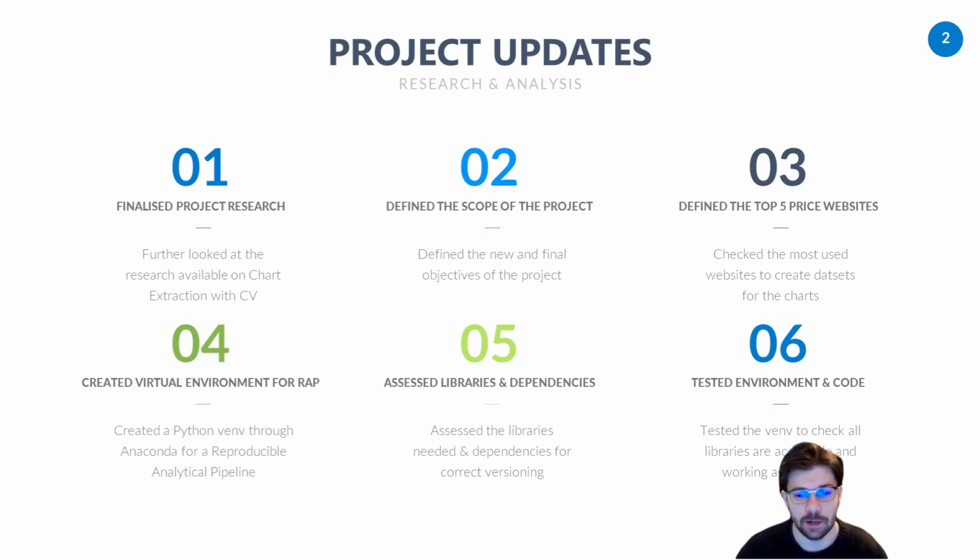As the third point, I have defined the top 5 price websites. So I checked the most used websites to create data sets for the charts. People that check these websites usually go there to check the prices of different cryptocurrencies. This project will focus on that, although the work itself can be applied to any type of stock price chart. And in the future, this top 5 may be changed to top 10, depending on how accurate I can get the algorithm to work in order to recognize all these different types of charts.